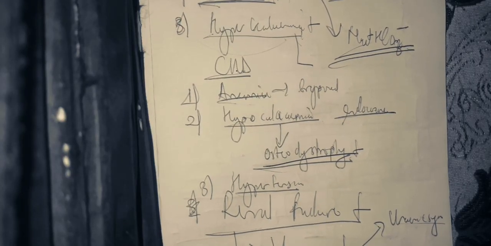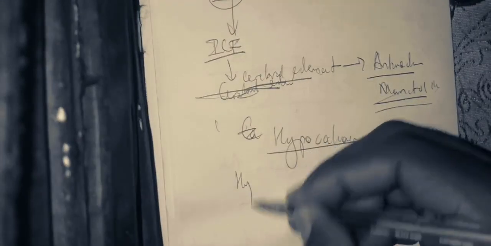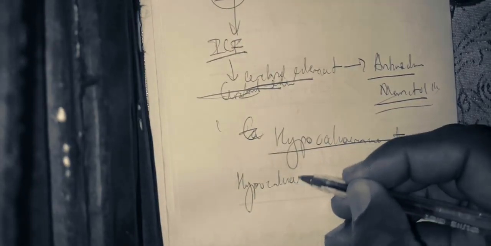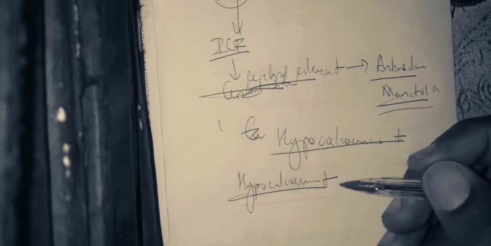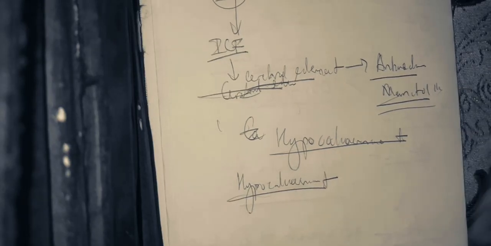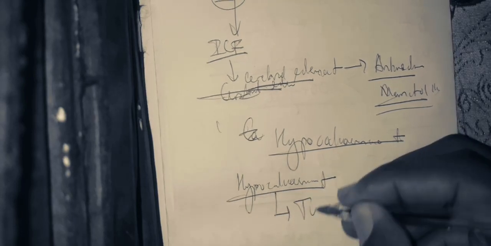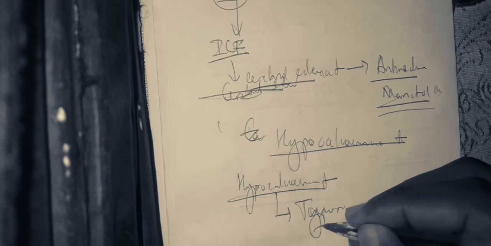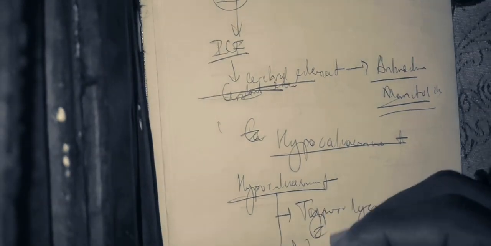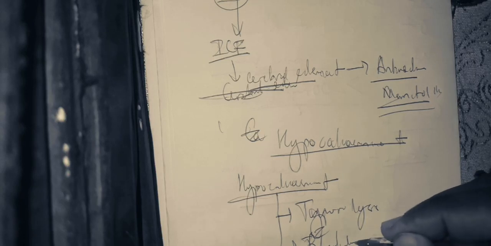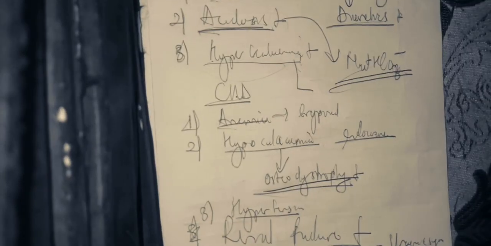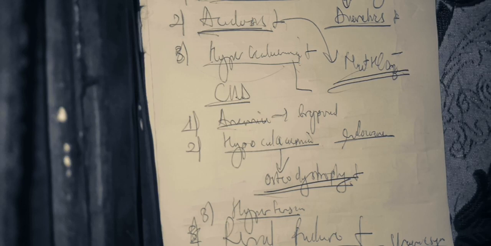Now you need to understand also that you can have hypocalcemia in acute kidney injury. Is it clear? You can have hypocalcemia in acute kidney injury in different circumstances, and those circumstances include when you have a tumor lysis syndrome and when you have rhabdomyolysis. So those are the major circumstances where you can have hypocalcemia with acute kidney injury. Is it clear? So those are the different elements for the management of acute kidney injury.